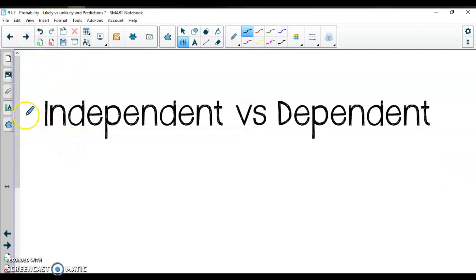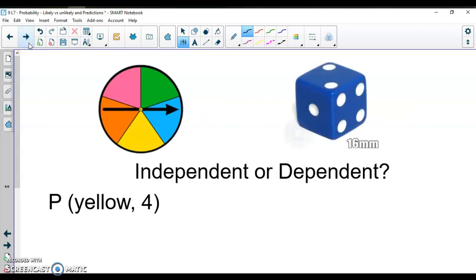Independent versus dependent is your next topic. So go ahead and write that down in your notebook. When we talk independent versus dependent, we discussed this the other day with the fruit bowl where we picked the fruit out of it. We put it back and said that was independent, versus when we took the fruit and kept it, which changed the fruit bowl and therefore made it a dependent situation.